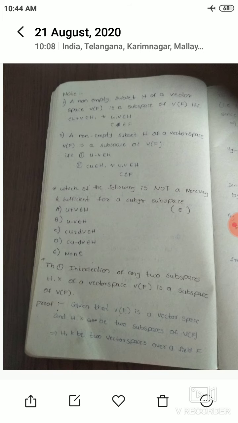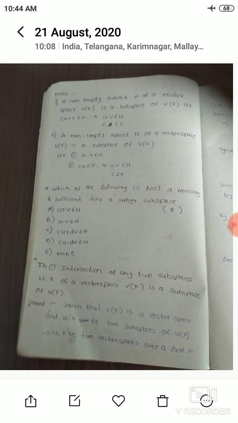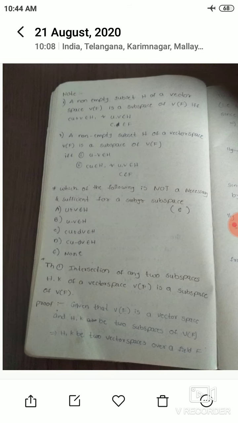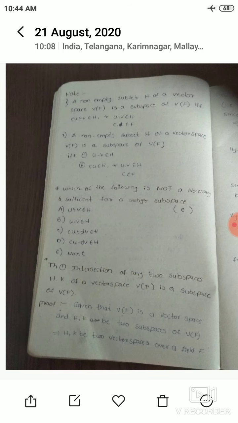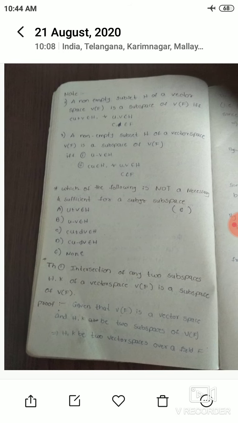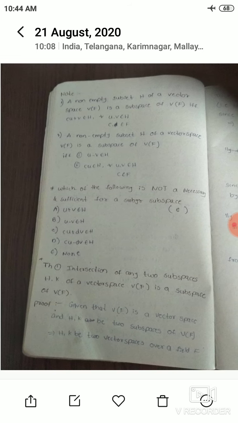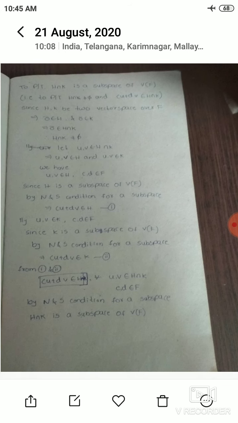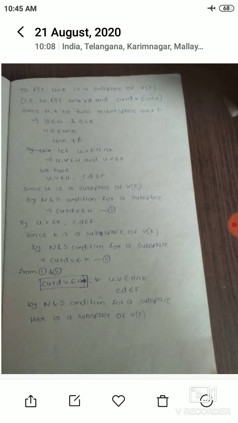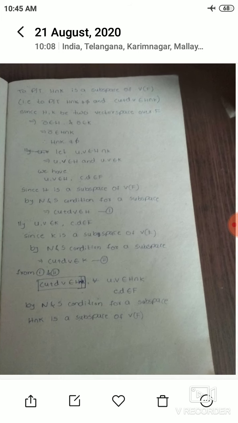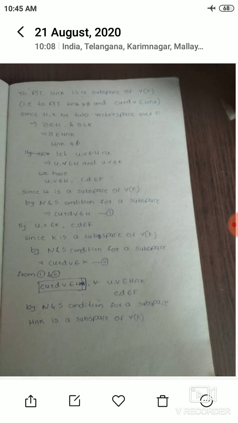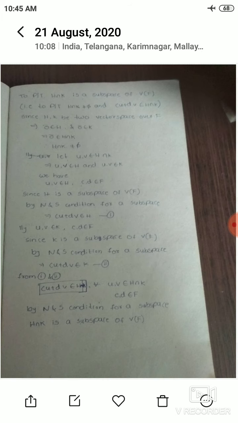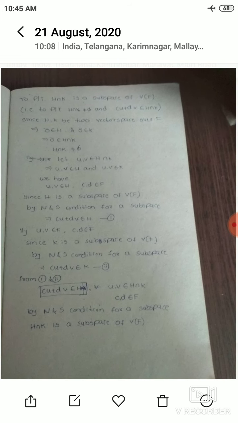First we take two subspaces H and K. Given that V is a vector space and H and K are two subspaces of V of F. H and K are subspaces, that means H and K are vector spaces. What we have to prove? H intersection K is a subspace of V of F. It is enough to show that H intersection K is non-empty and Cu plus dV belongs to H intersection K. Then H intersection K is a subspace of V of F.